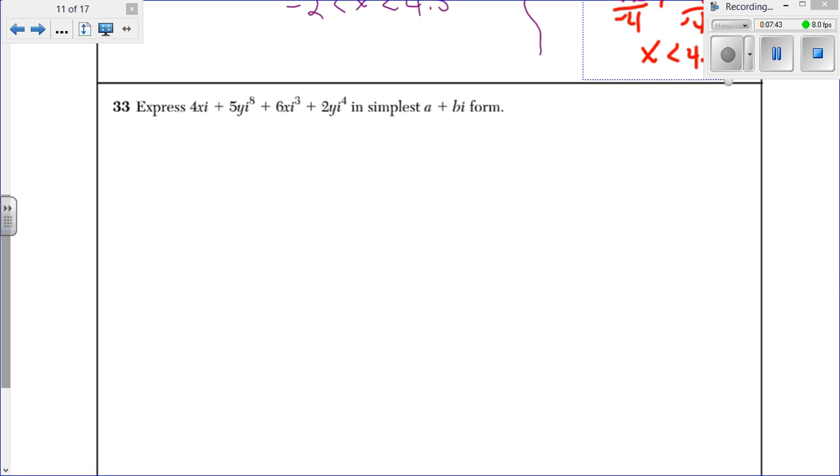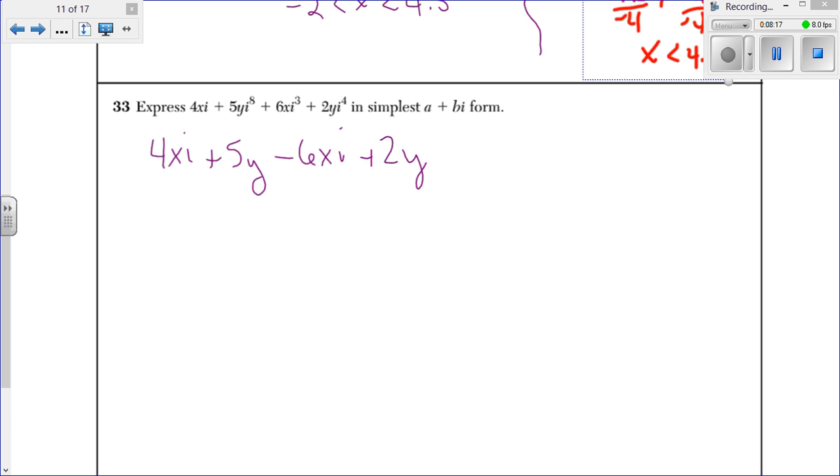Well, I can't do anything to 4xi. I to the 8th is going to be 1 because 4 goes into 8 2 times. The remainder is 0. I to the 0 is 1. So plus 5y. I to the 3rd is negative i, so minus 6xi. And i to the 4th is equal to 1 again, so plus 2y.